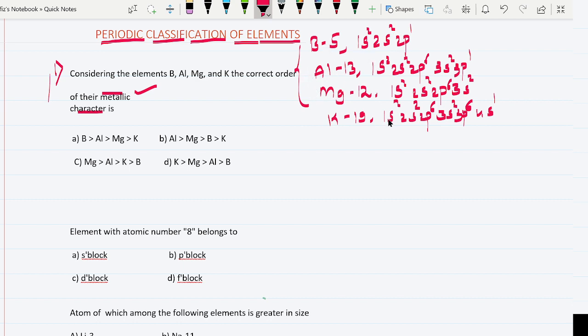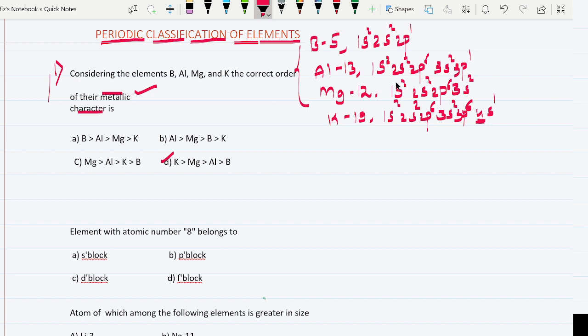Once you are done with the electronic configuration, I'll tell you which will be greater and which will be smaller in size. An element having the highest number of shells will be greater in size. Means potassium, having 4 shells, has a greater atomic size, so option D is going to be correct here because it has the greater atomic size. Now after that, these two elements magnesium and aluminium have 3 shells. If you come across elements having the same number of shells, then which will be smaller and which will be greater? How do you find that?